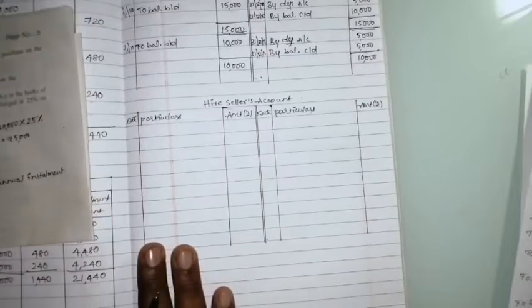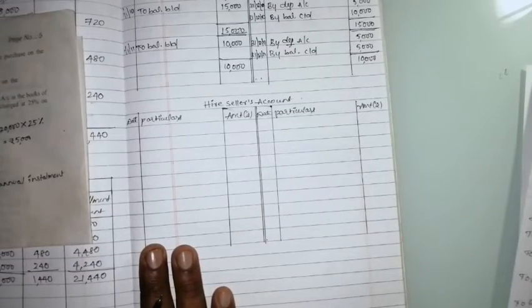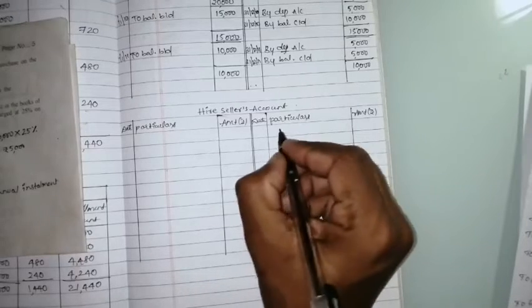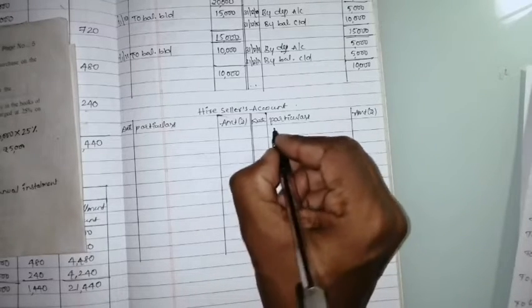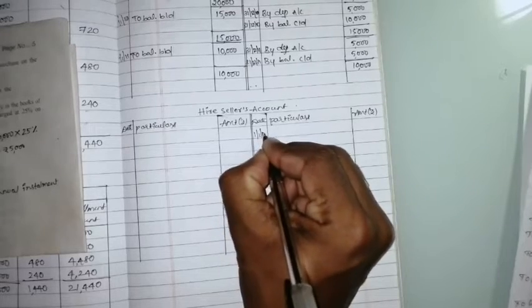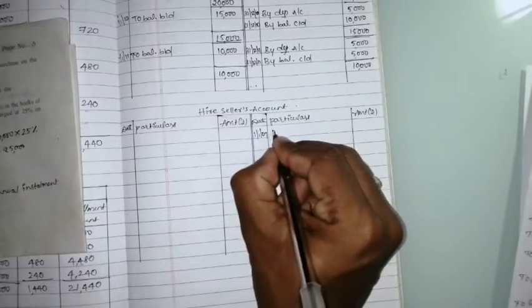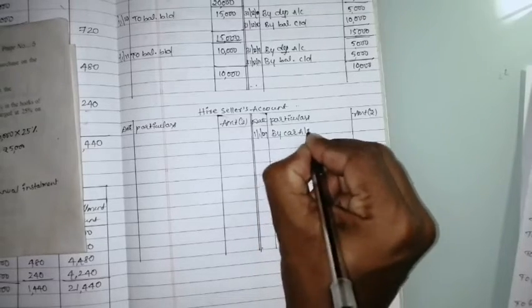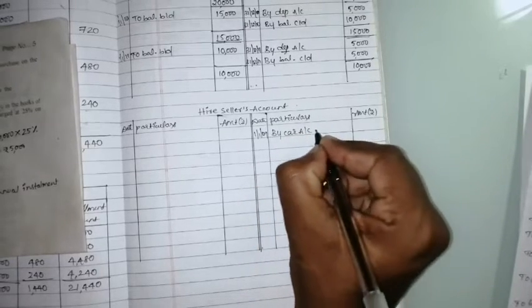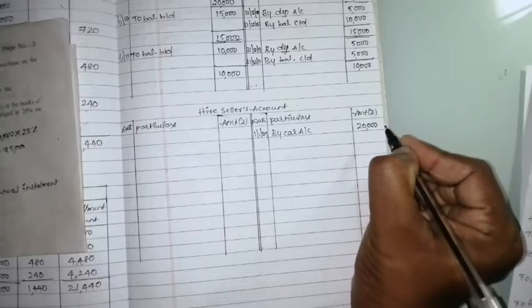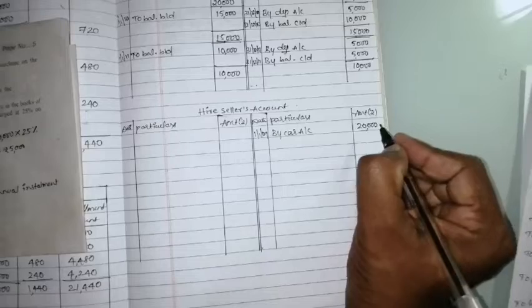Next we need to prepare the hire seller account. Clear? So from that hire seller, the car is given, right? On 1/1/2009, by car account. By car account, how much? 20,000, right? Car account 20,000.